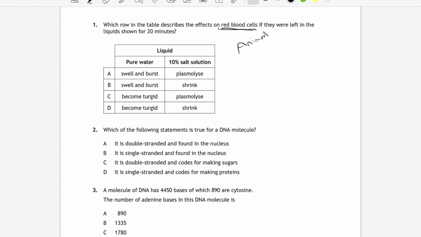And now animal cells don't have the cell wall, so when we put them into pure water, they're going to swell and they're going to burst. So we know that the answer for the pure water section is either going to be A or B, and we've already gated out C and D. If we put it into the 10% salt solution, well, only plant cells can plasmolyze in this case. So we're going to be looking for the shrink. So that's going to be answer B.